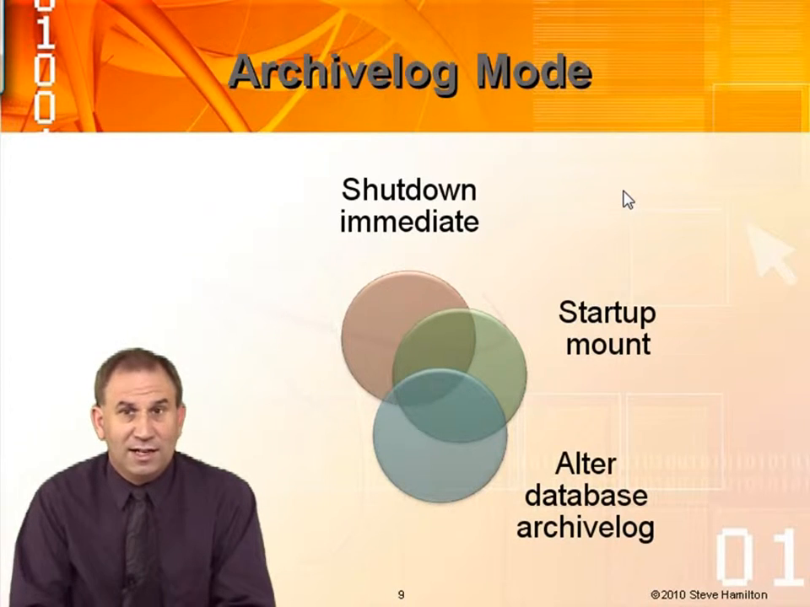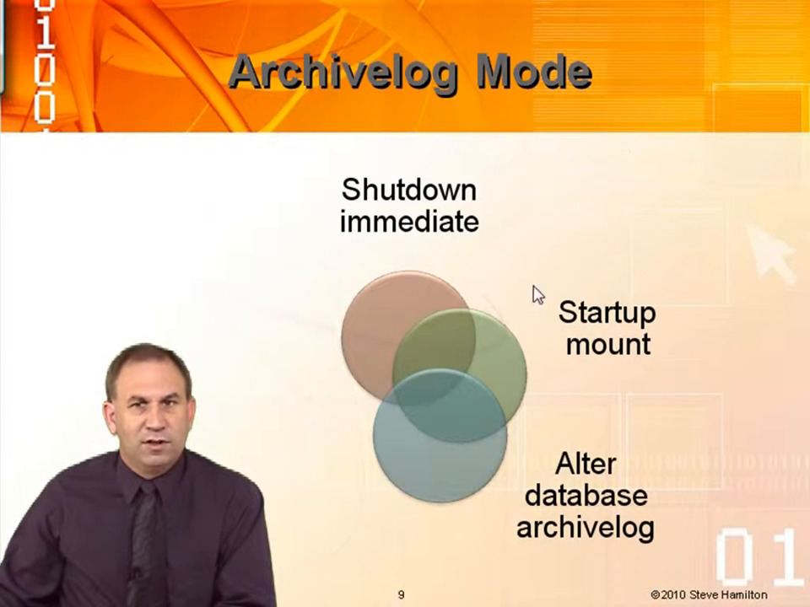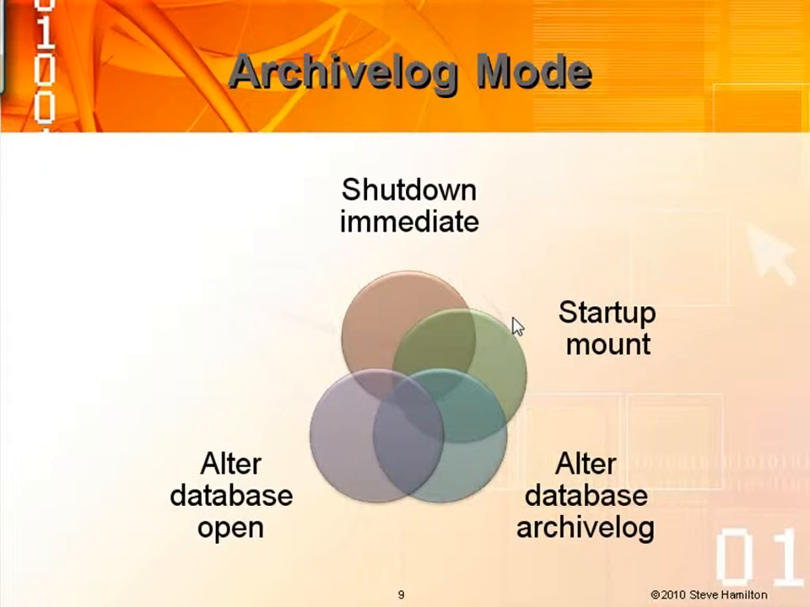Now, if they wanted to take it out of archive log mode, they'd issue the same commands, except instead of saying alter database archive log, they would say alter database no archive log. After they've issued the alter database archive log, we then issue the command alter database open. Your database is now up and running and available for use, and it is currently operating in archive log mode.